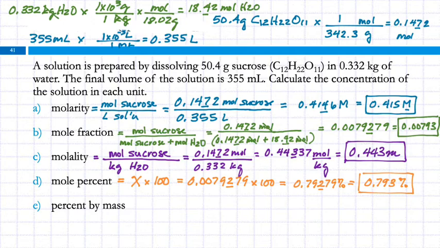How about percent by mass? Percent is the part over the whole, and here mass. So we can use kilograms or we could use grams, whichever is more convenient. So this is going to be grams of sucrose divided by grams of solution times 100% by mass. Well, grams of solution is 50.4. I'm sorry, grams of sucrose is 50.4.